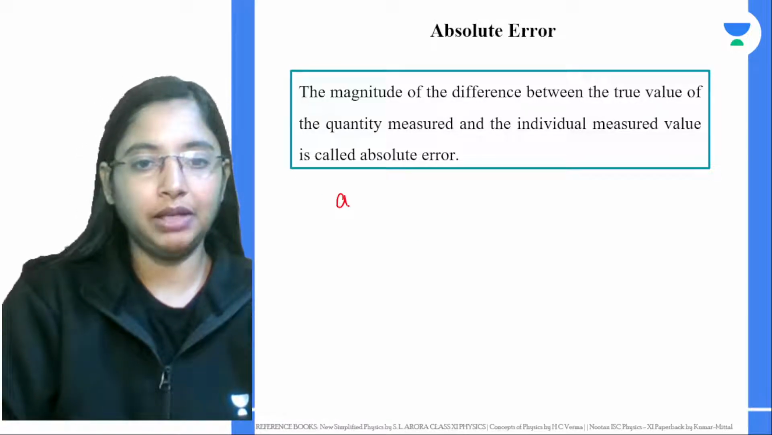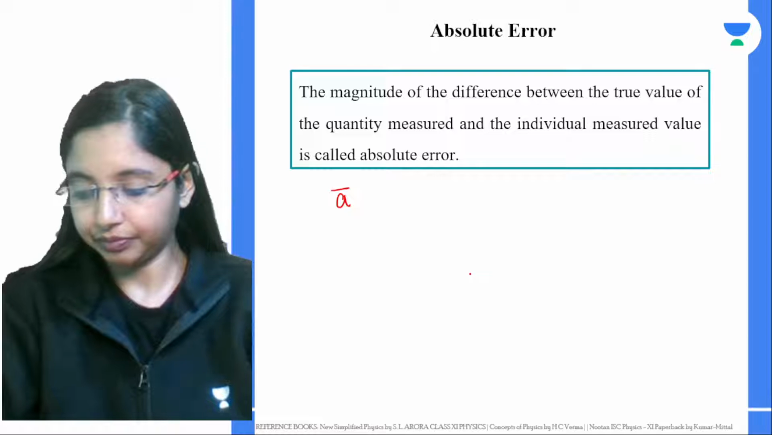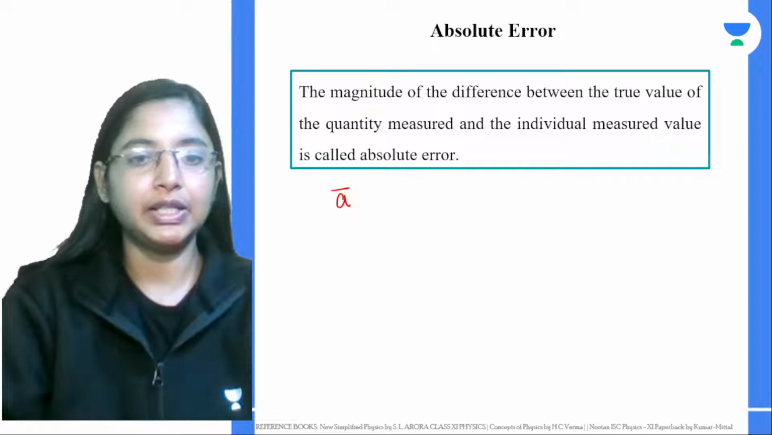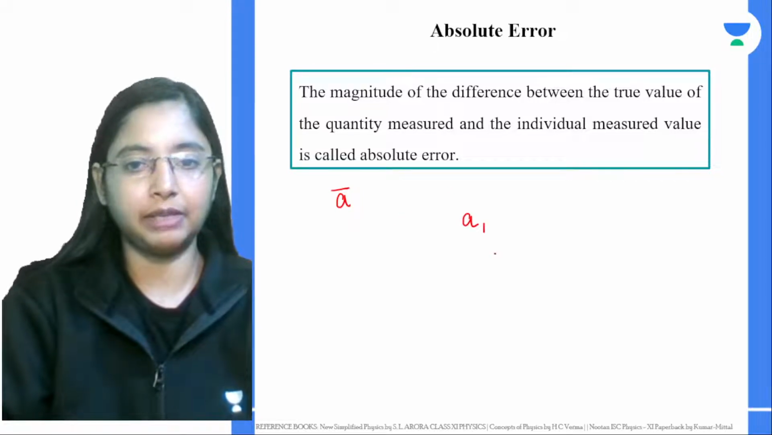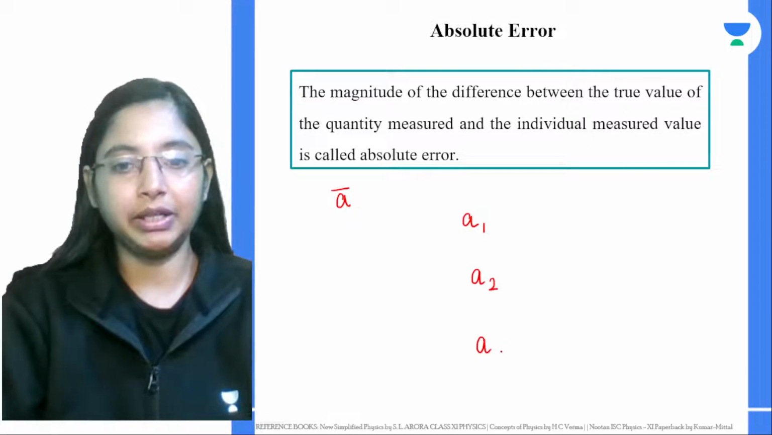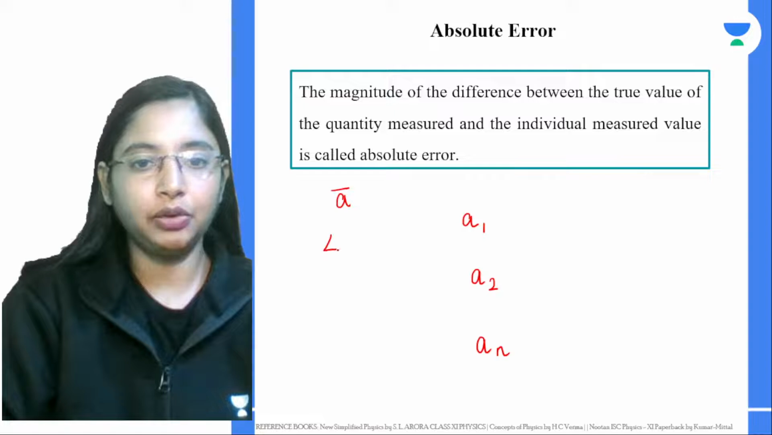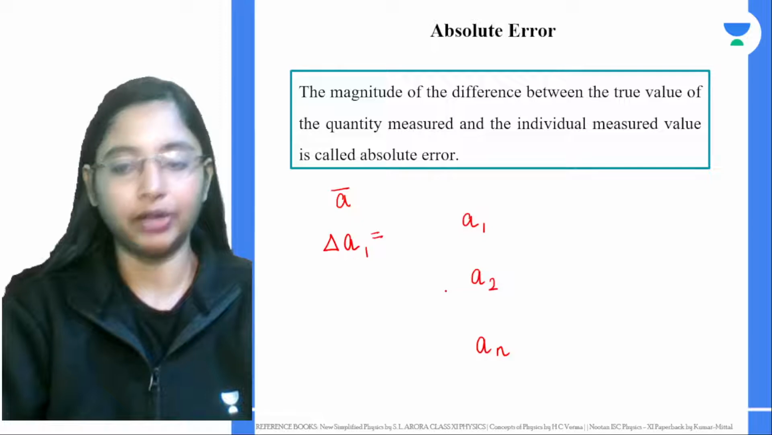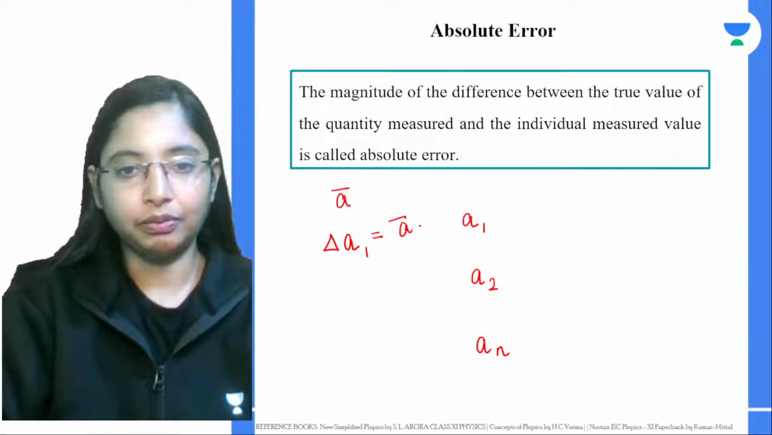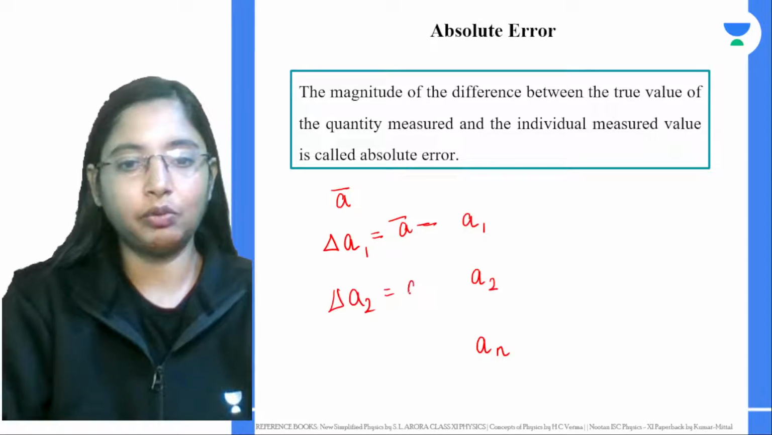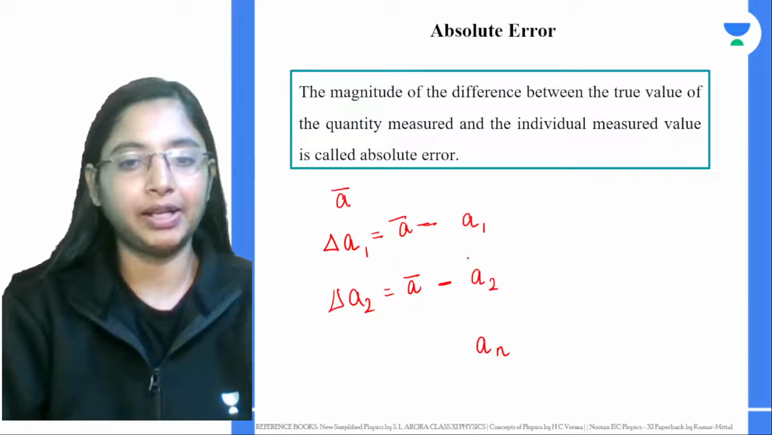Let's say the mean value of a particular reading is A bar. If I'm finding the thickness of the pen, the first time I do the measurement, let that be A1. The second time, let that be A2. The nth time, let that be An. Now absolute error is given by delta A1. Absolute error is taken for each and every reading. If you take the mean value minus the individual value, that will give you the absolute error. For the second reading also, you take the mean value, the final true value, minus the value you got for the second reading.